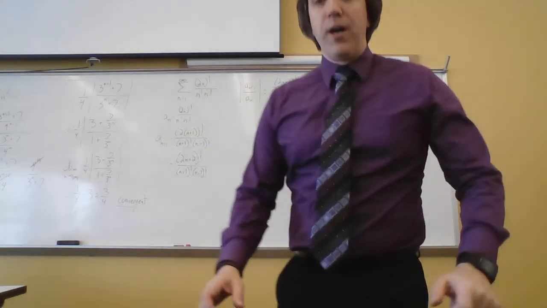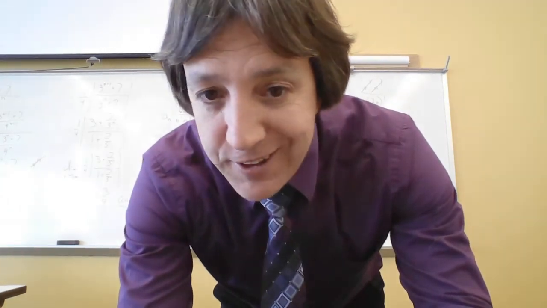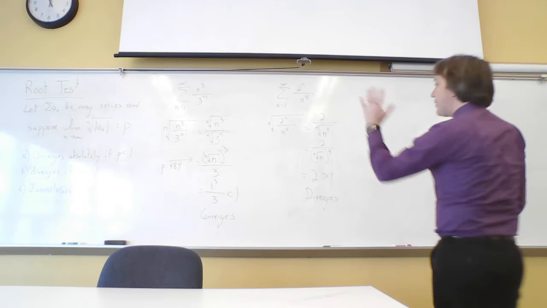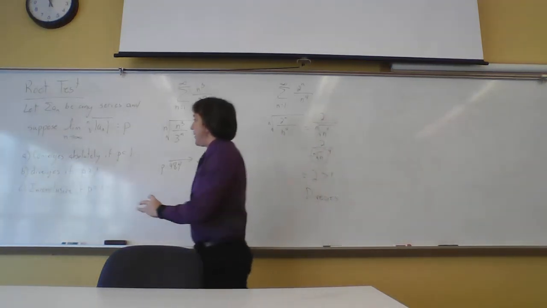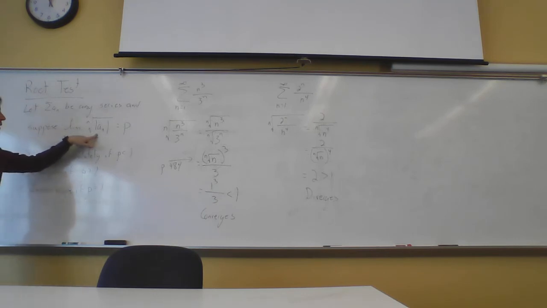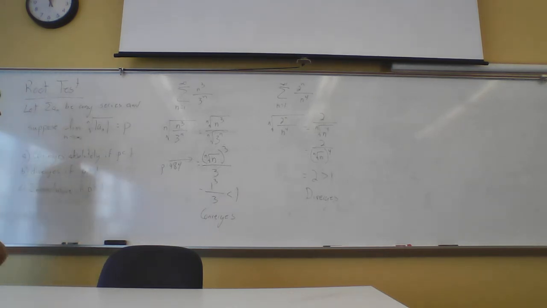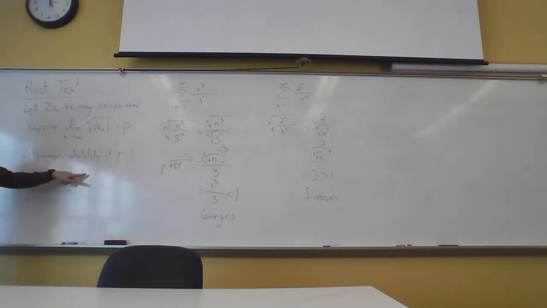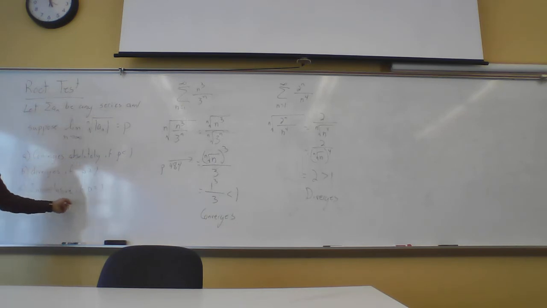All right, one more board, hopefully, and then we'll be all done. All right, so our last board is all about the root test. Let the sum of a sub n be any series, and suppose that the limit as n goes to infinity of the nth root of the absolute value of a sub n is equal to p. This then converges absolutely if p is less than 1, diverges if p is greater than 1, and is inconclusive if p is equal to 1.